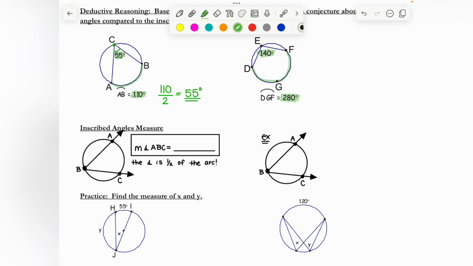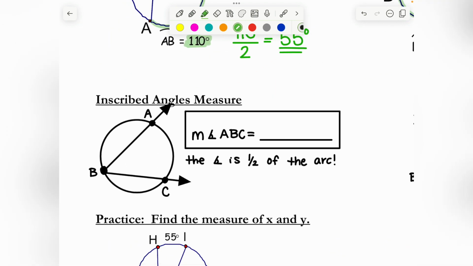So that's our conjecture. Now I drew this picture, so if you want to pause the video and draw this picture as well, you can. Go ahead and pause now.